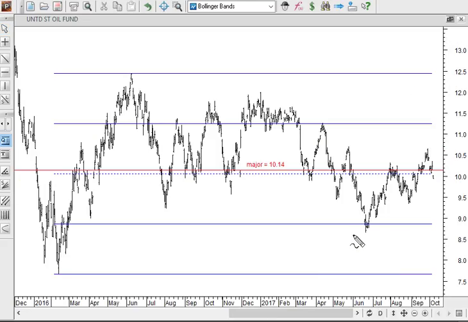Here's USO, the oil fund ETF, which has in fact today moved into a weaker position below its major controlling price at 10.14 and below its halfway point off this major low to this high. So we need to see USO recover these levels before assuming higher for this chart. And that chart in fact brings us to the end of this video.